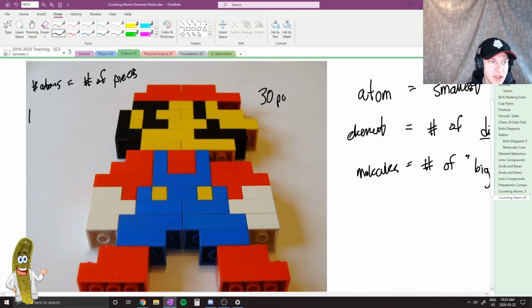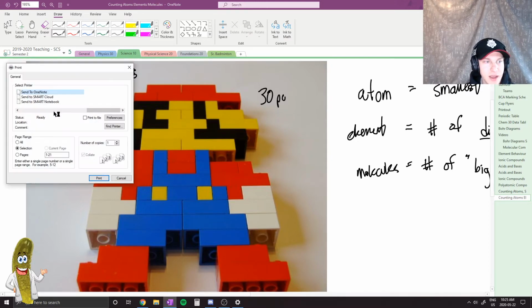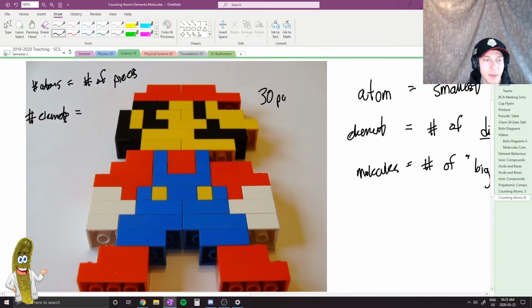If I was looking at the number of elements, I would say, how many different pieces are there? Well, we can see that there's a red, a yellow, a black, and then this white color. Red, yellow, black, and white. That means that there would be four different elements. So yes, there's 30 pieces making up this thing, however, the only different pieces are red, black, yellow, and white.